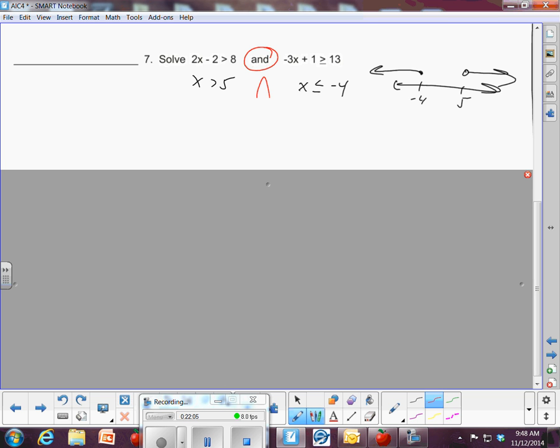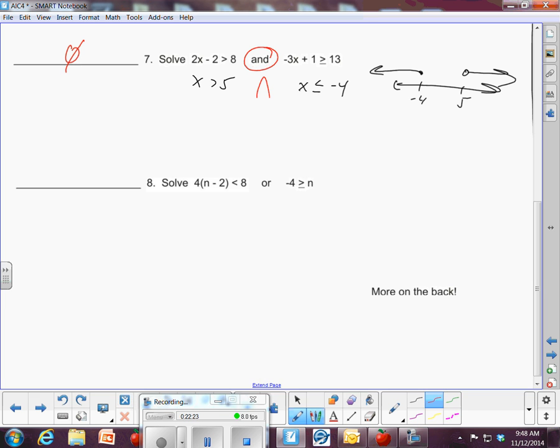Anybody put the null set? Okay, it's the null set. They have nothing in common. Nowhere are both together. So again, you have to understand, what kind of problem do I have? You got to say this is a conjunction. Therefore, I'm looking for the intersection.